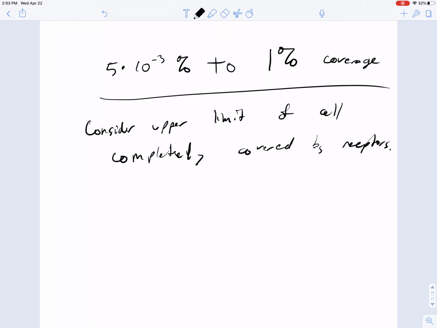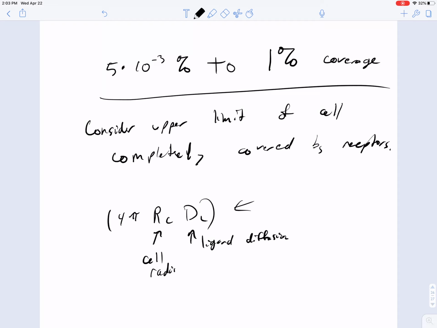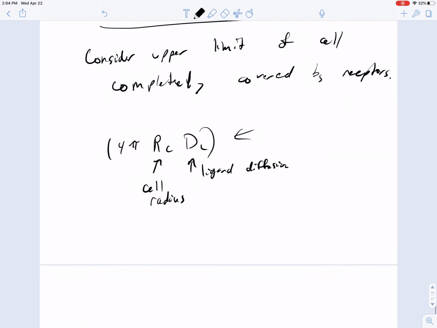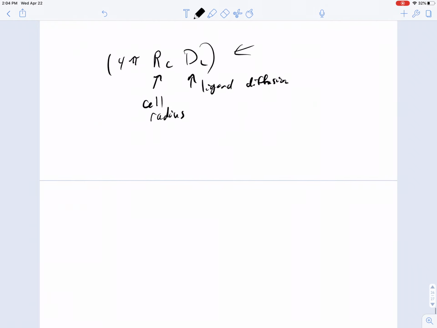So when we have this, if the whole cell is the receptor, then our upper limit rate would be 4 pi times the radius of the cell times the diffusion of the ligand. From our derivation that we did before, this is the ligand diffusion, and this is the cell radius. If the cell is completely covered in receptors, the whole cell is actually one giant receptor.